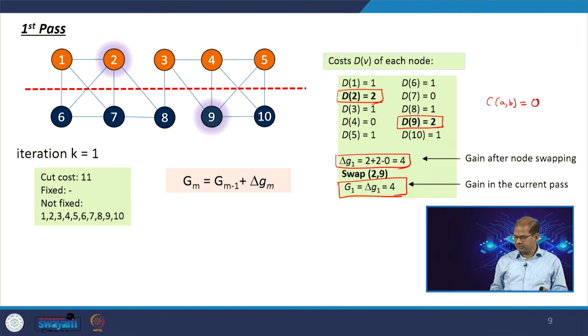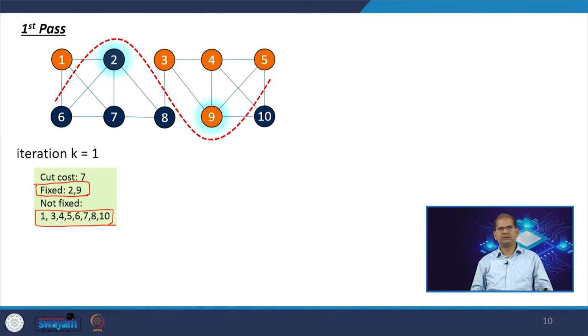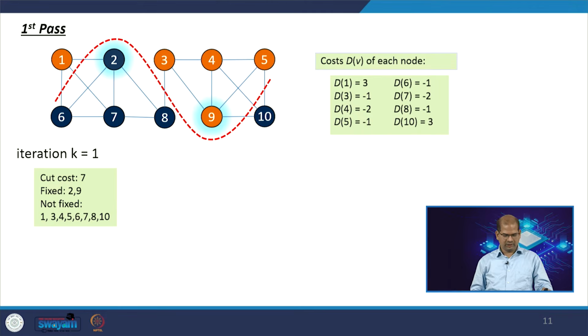After we do this, which nodes will be fixed? The 2 and 9 will be fixed, since they are swapped, and the rest of the nodes are not fixed. So we have 8 nodes not fixed and 2 nodes fixed in iteration 1.